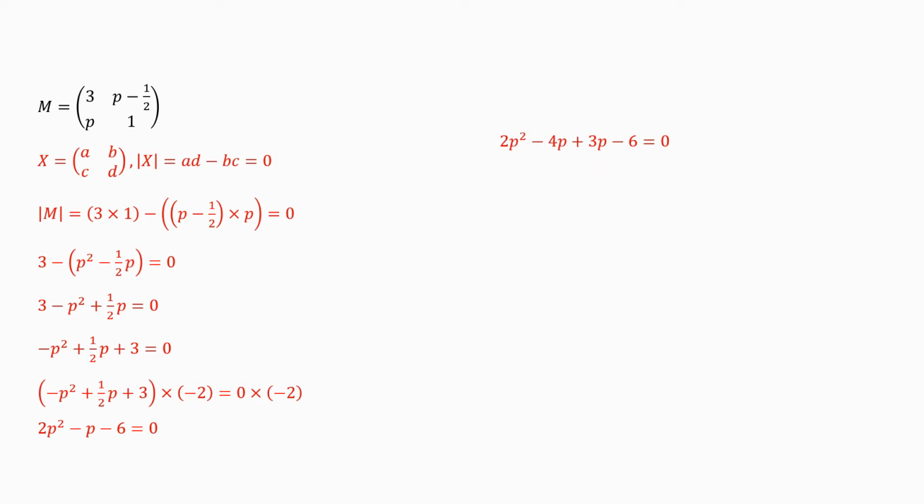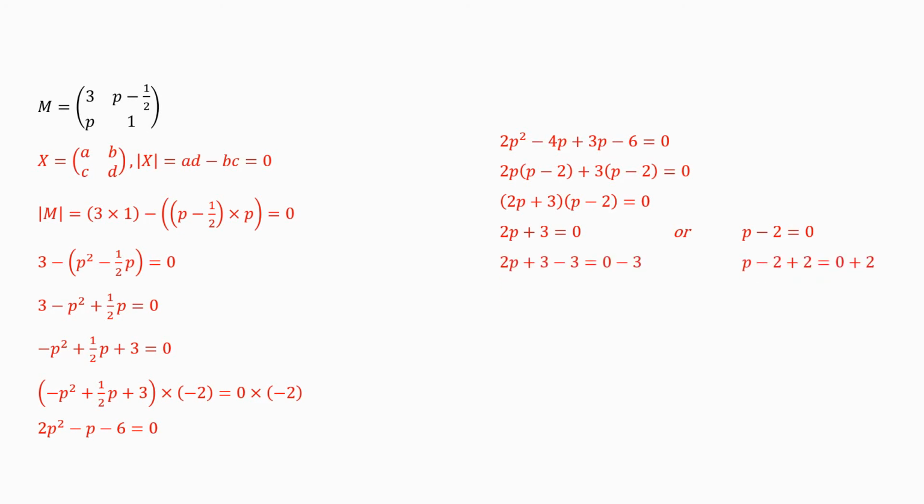The common factor between 2p squared and 4p is 2p, so 2p into p minus 2, then 3 into p minus 2 is equals to 0. So 2p plus 3 into p minus 2 is equals to 0. That means 2p plus 3 is equals to 0, or p minus 2 is equals to 0.